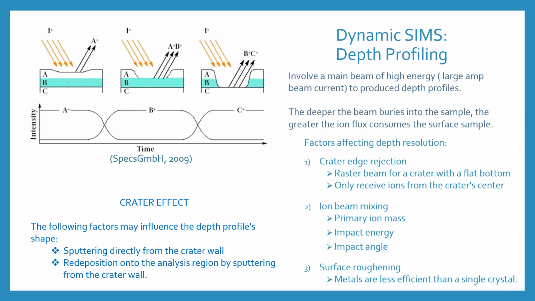Dynamic SIMS involves a main beam of high energy to produce depth profiling. The deeper the beam buries into the sample, the greater the ion flux consumes the sample surface. The factors that affect the depth resolution include crater edge rejection, ion beam mixing, and surface roughening. For example, the crater effect influences the depth profile shape by redeposition onto the analysis region by sputtering from the crater wall, or sputtering directly from the crater wall.